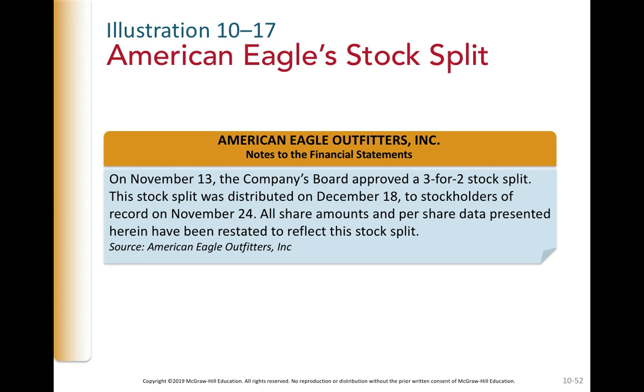Let's look at an example of American Eagle's stock split in the notes of their financial statements. On November 13th, the company's board approved a 3-for-2 stock split. The stock split was distributed on December 18th to stockholders of record on November 24th. All share amounts and per share data presented herein have been restated to reflect this stock split.